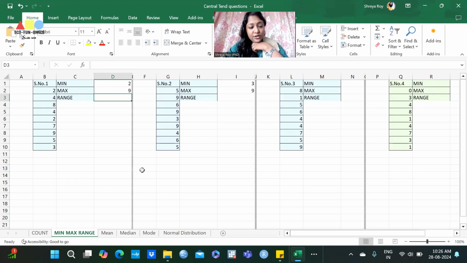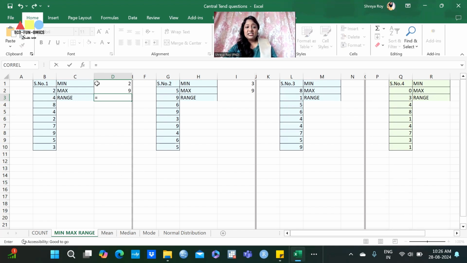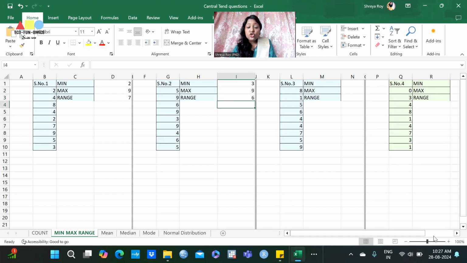So, to calculate the range, there is no such command or formula which says range, open bracket, select the cells, close. There is no such formula. So what do we do? Is equal to select the answer obtained for maximum minus select the answer obtained for minimum and enter. Repeating, is equal to maximum minus minimum and enter. So your range is 7 for this question and 6 for this question.